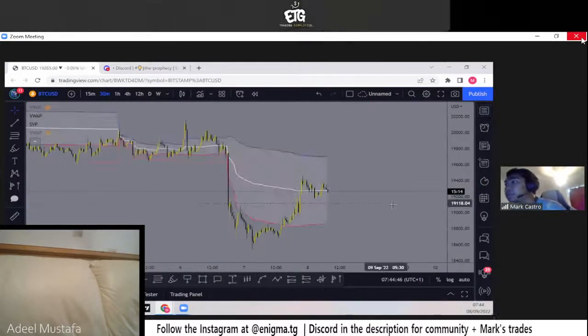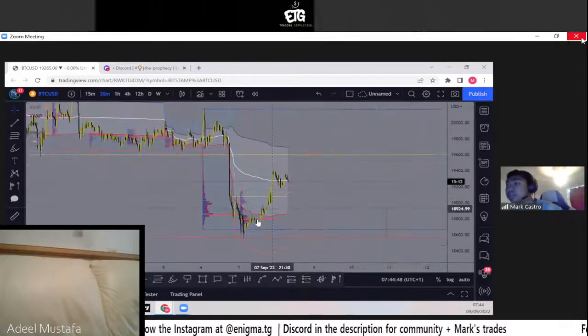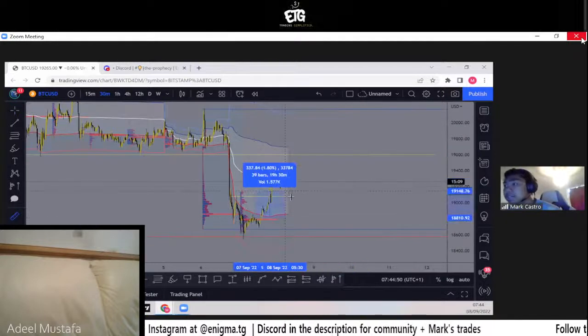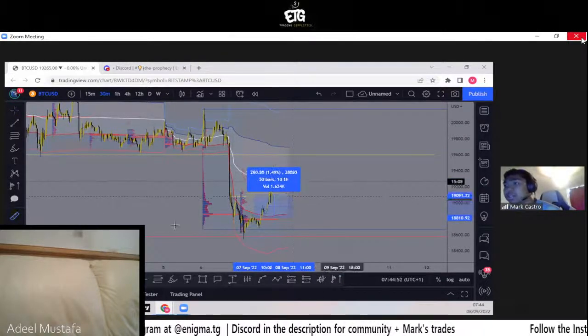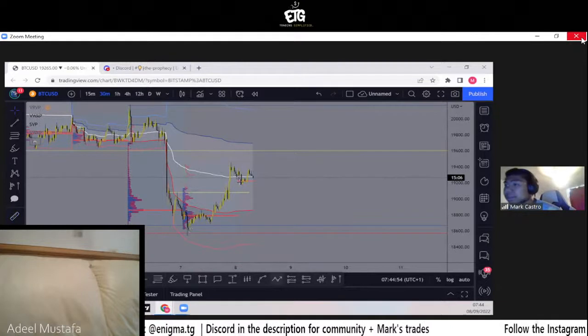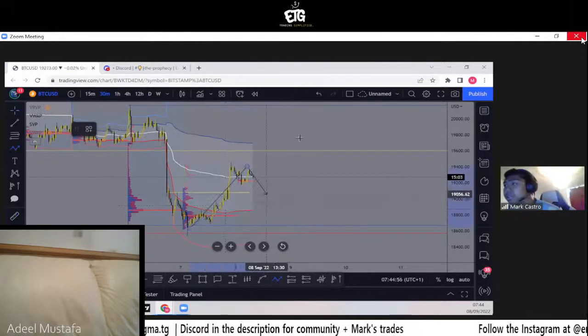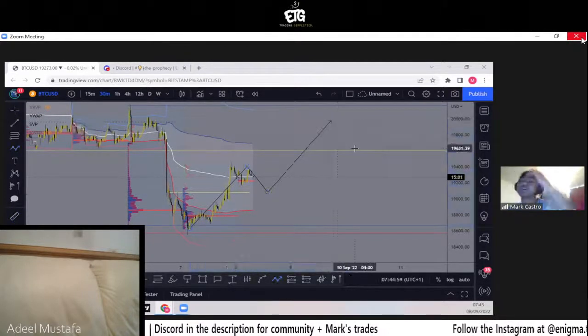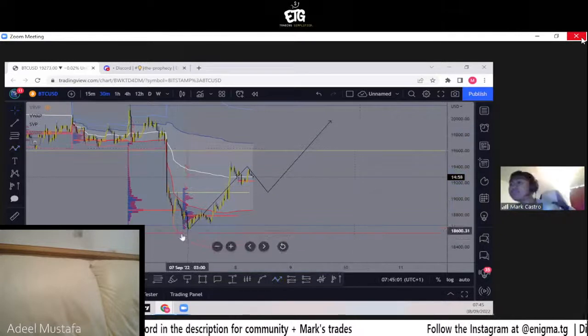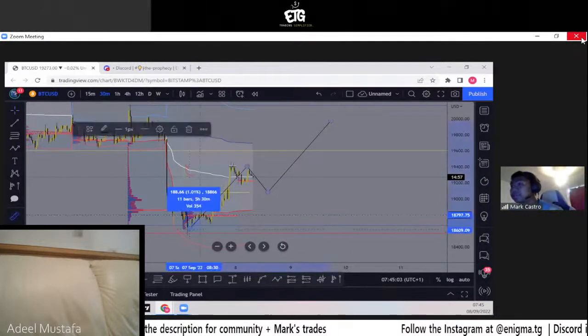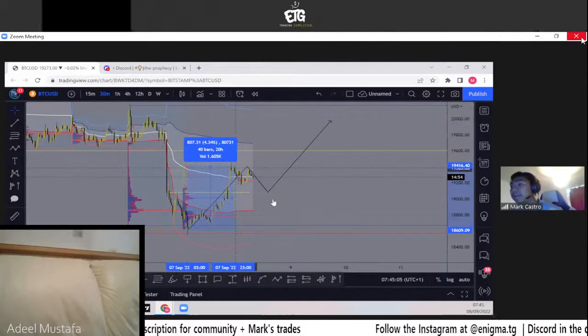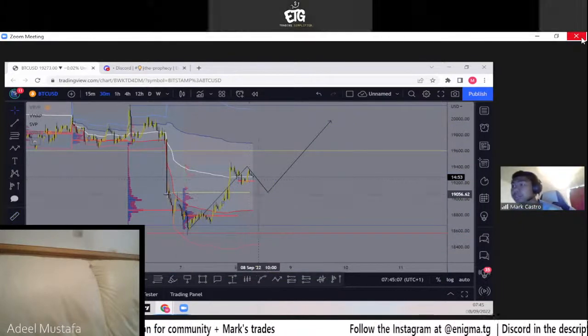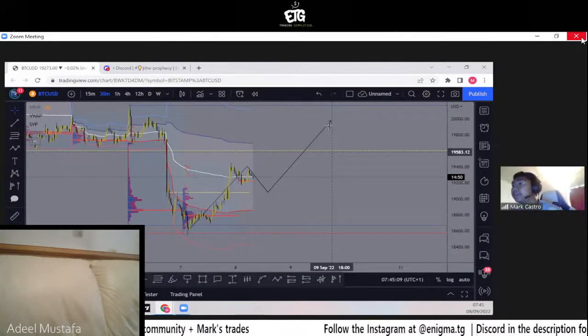As for crypto, you can see that it's actually recovered and passed this level. Now I'm expecting it to pull back to this level. I've called all this on a Discord group, every single move that happened. So I said from this weekly level, I'm expecting a push back up, and then potentially a pullback, which could potentially happen now. But yeah, we'll have to wait and see.